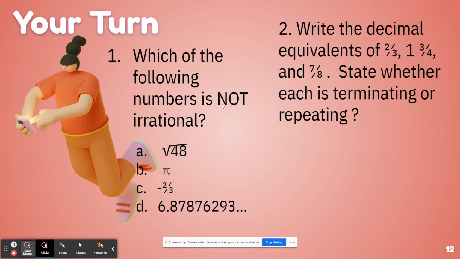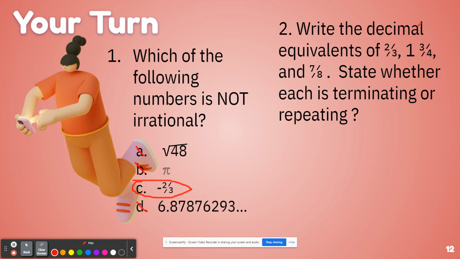Which of the following numbers is not irrational? So is not. We're looking for rational. So be careful. Sometimes they like to trick you with questions like that. So I know that this is irrational. So this one cannot be rational. I know that pi is irrational. It cannot. All fractions are rational. And then this one, it doesn't have a pattern and it continues forever, so it cannot be this one.